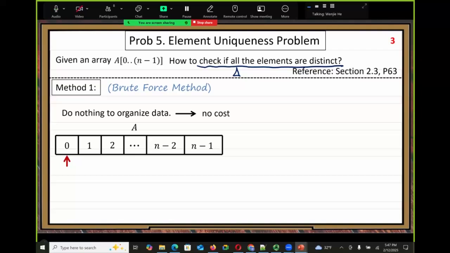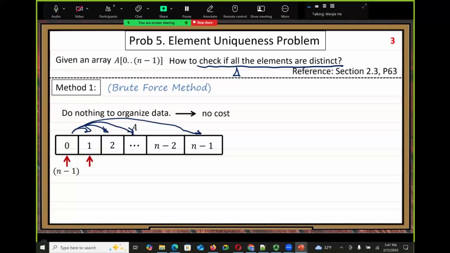So that's 0. So we need to do n-1 comparisons. N-1 means because we need to compare with the second, one by one, right? All the way to the end. So we need to do n-1 comparisons.